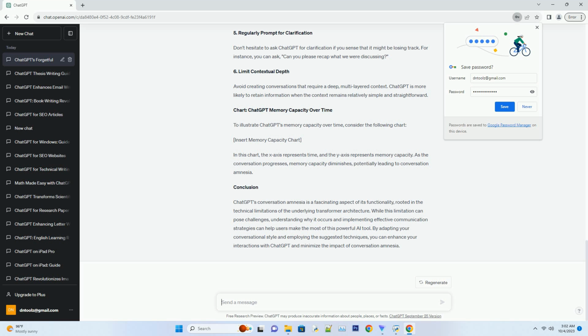Conclusion. ChatGPT's conversation amnesia is a fascinating aspect of its functionality, rooted in the technical limitations of the underlying transformer architecture. While this limitation can pose challenges, understanding why it occurs and implementing effective communication strategies can help users make the most of this powerful AI tool. By adapting your conversational style and employing the suggested techniques, you can enhance your interactions with ChatGPT and minimize the impact of conversation amnesia.